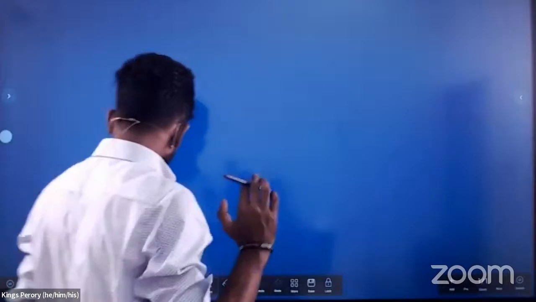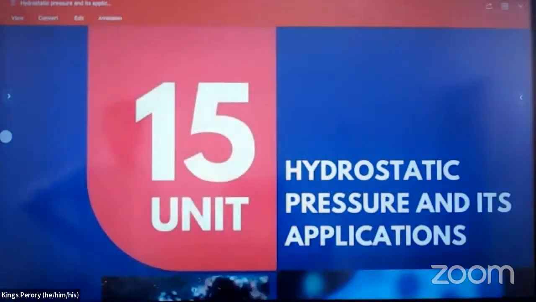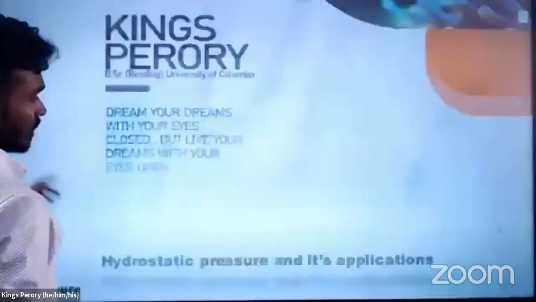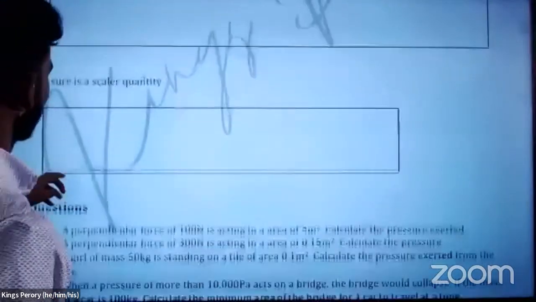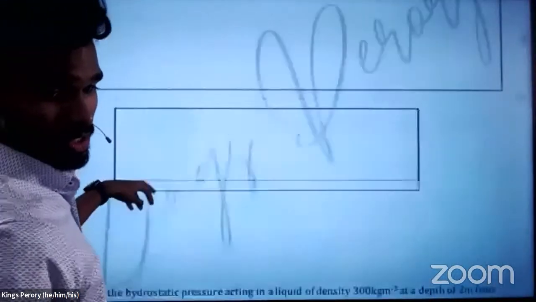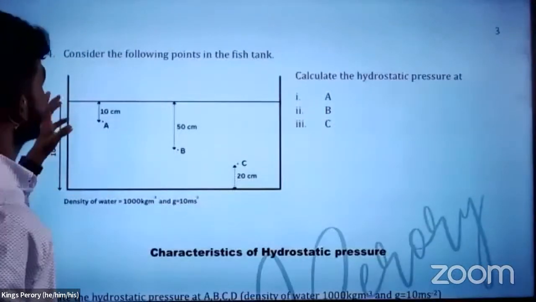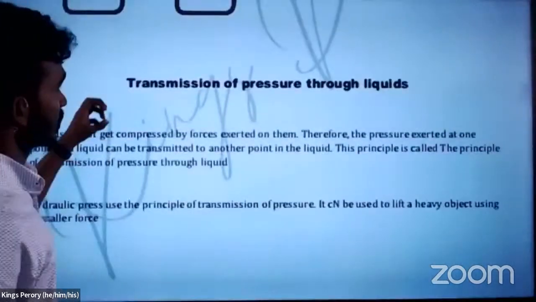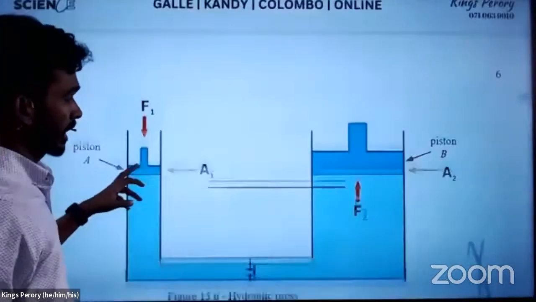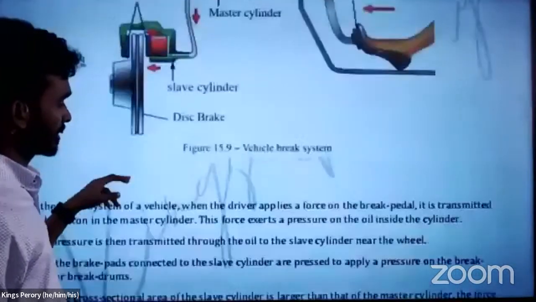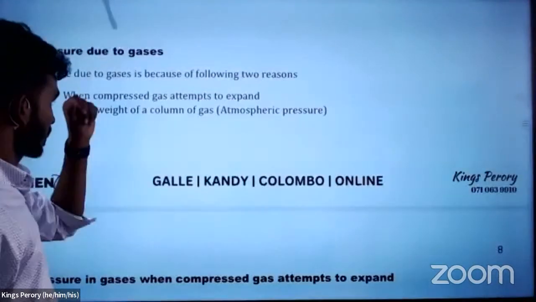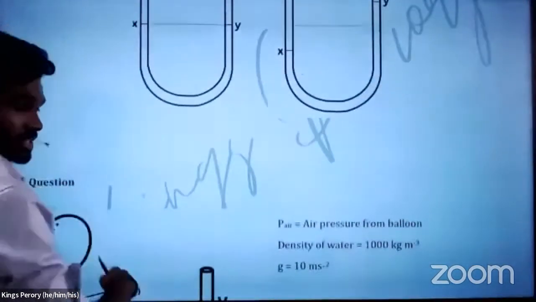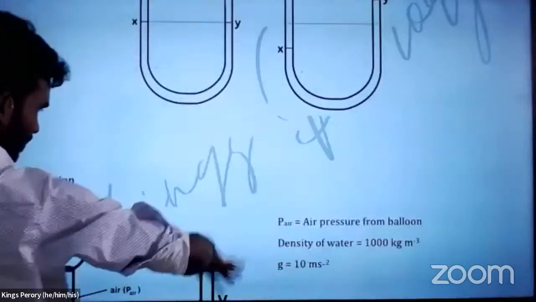Without any further delays, to start the session. Last week we were doing hydrostatic pressure. Hydrostatic pressure, H rho G, questions done. Characteristics of hydrostatic pressure, transmission of pressure through liquids done. Hydraulic jack, hydraulic press, brake system, pressure due to gases, compressed gas part done. We'll revise and go.